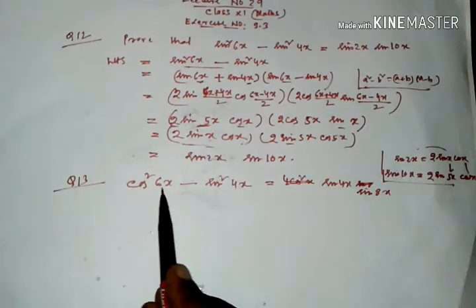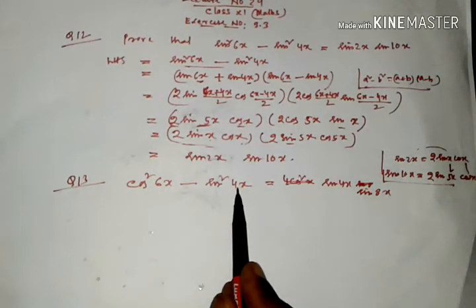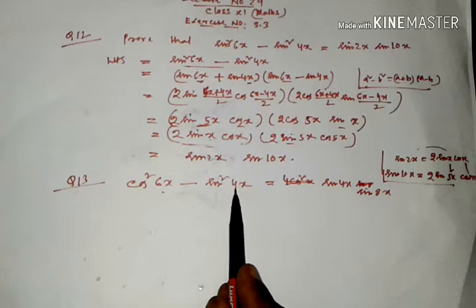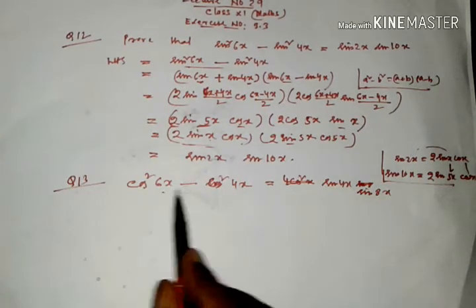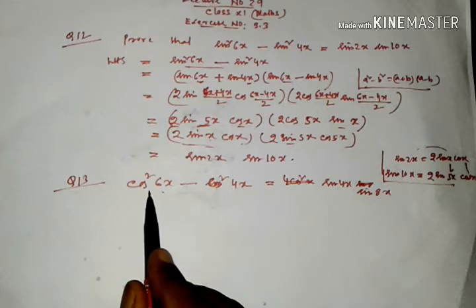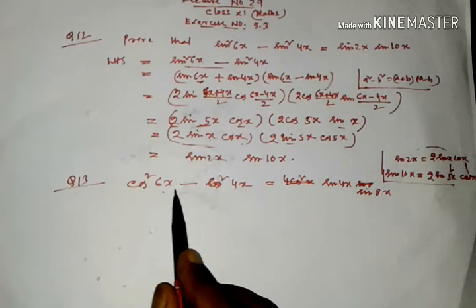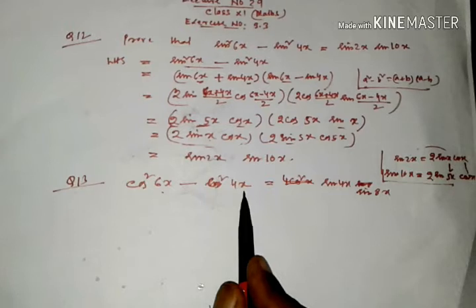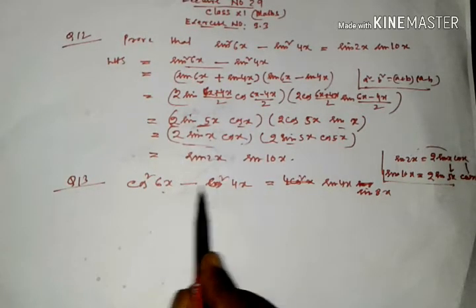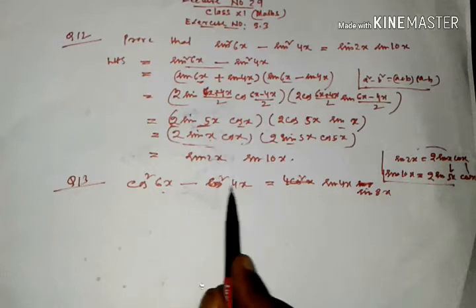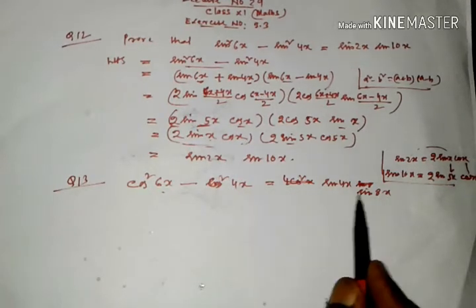Here also we convert cos square 6x and sin square 4x, that is cos 6x plus cos 4x, and we can apply the formulas for cos a minus cos b and cos a plus cos b, and easily we can solve it.